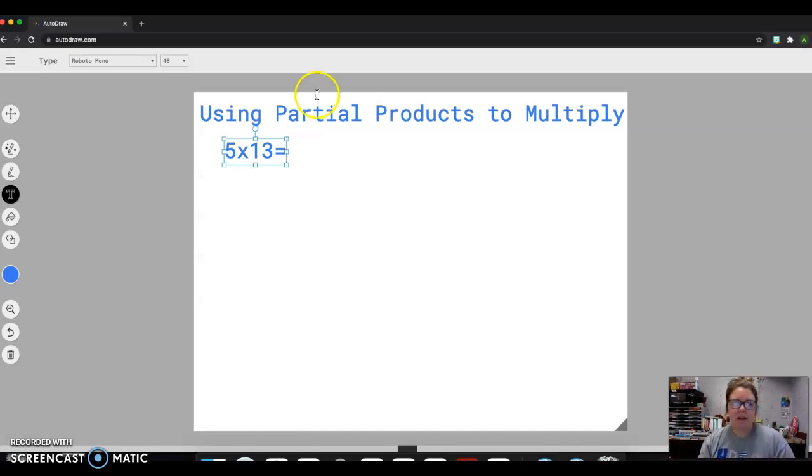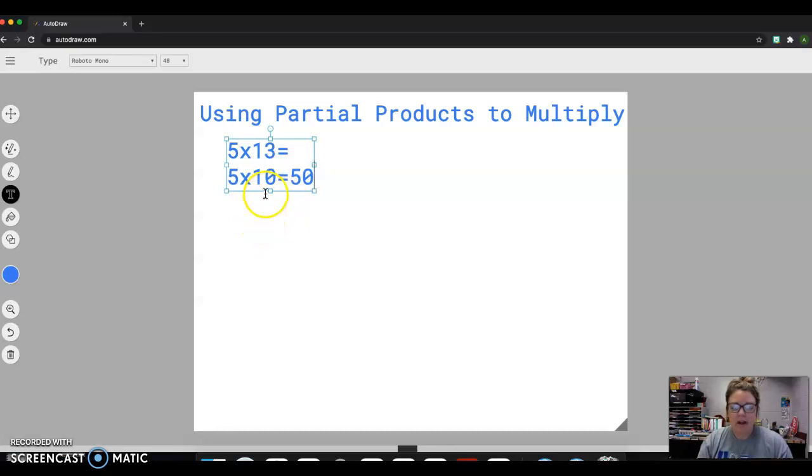Okay, so first thing, we need to review from yesterday. Yesterday we talked about estimating by rounding. So we could round 13 to the nearest 10 and then multiply by 5. So we end up with 5 times 10, because 13 rounded to the nearest 10 is 10. And we know 5 times 10 is 50. So this right here is our estimate, okay?